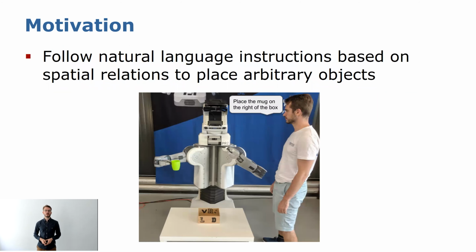Robots coexisting with humans in their environment and performing services for them need the ability to interact with them. One particular requirement for such robots is that they are able to understand spatial relations and can place objects in accordance with the spatial relations expressed by their user. For example, in this image, the user asks the robot to place the mug on the right of the box.